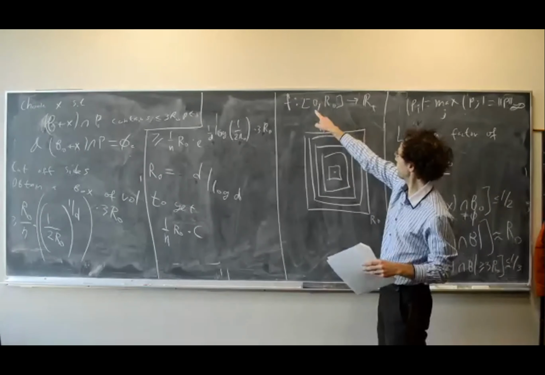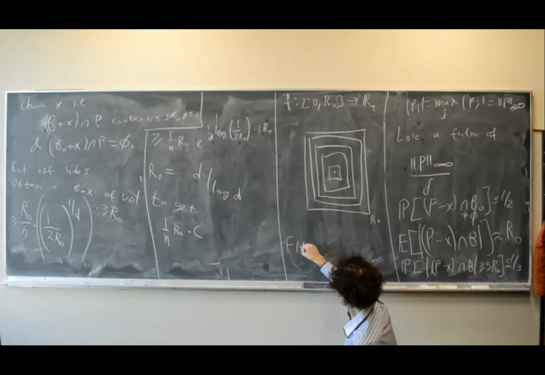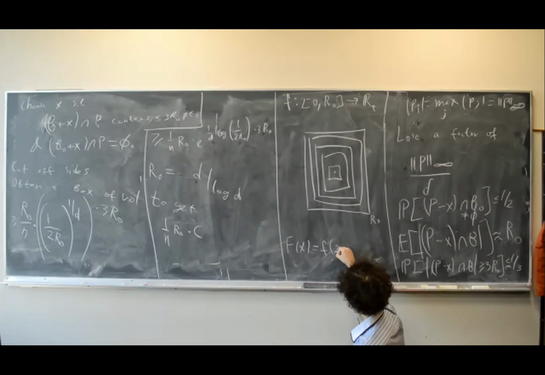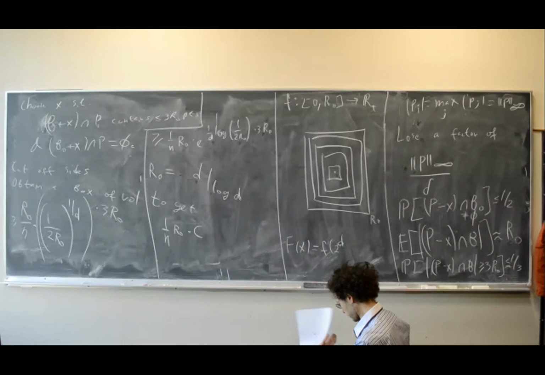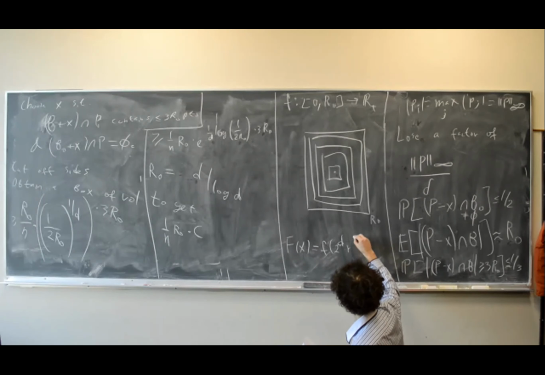Formally speaking, what I'm defining is the function f of x, which is f of the appropriate function, 2 to the d, R to the d times n, where r is the L infinity norm.